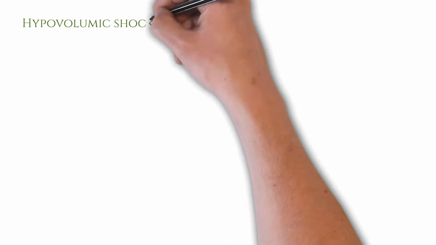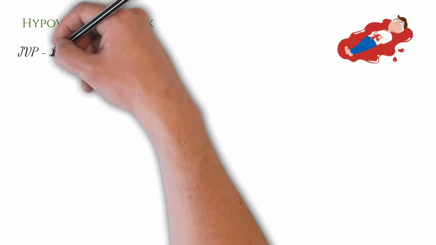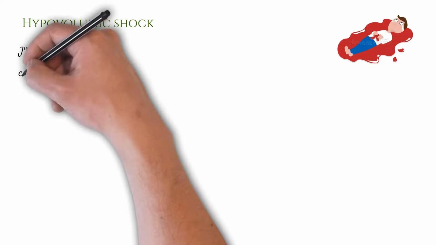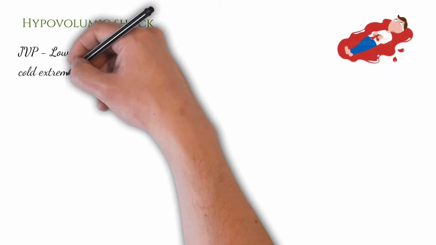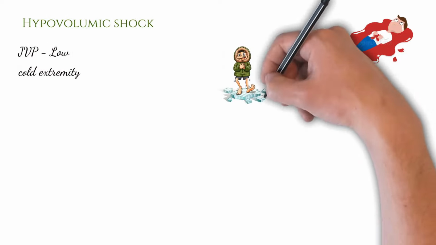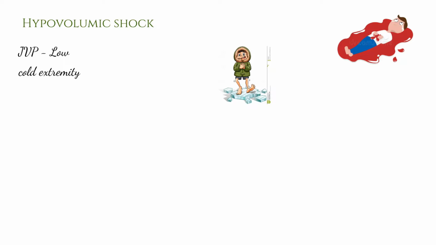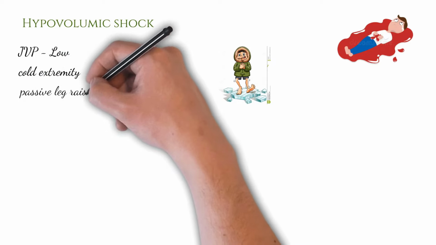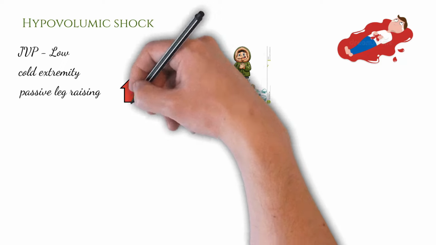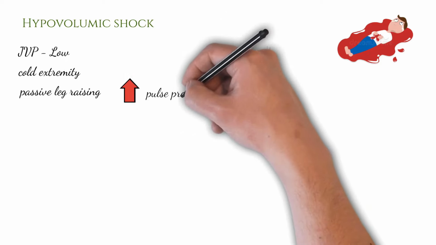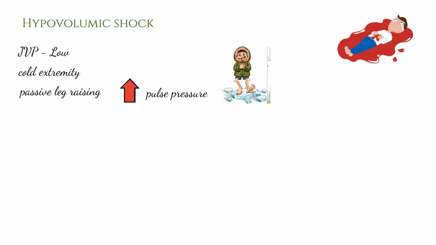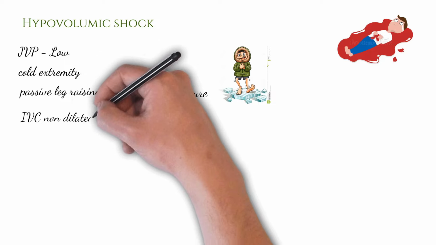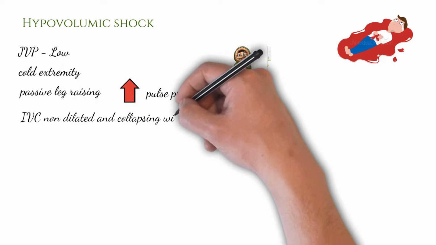So friends, now we shall be discussing hypovolemic shock. What happens in hypovolemic shock is the JVP will be low. The extremities will be cold because of the decrease in the peripheral circulation. On passive leg raising, that is by raising the leg 45°, there will be an increase in the pulse pressure. On bedside ultrasonography, the IVC will be seen non-dilated and collapsing with respiration.